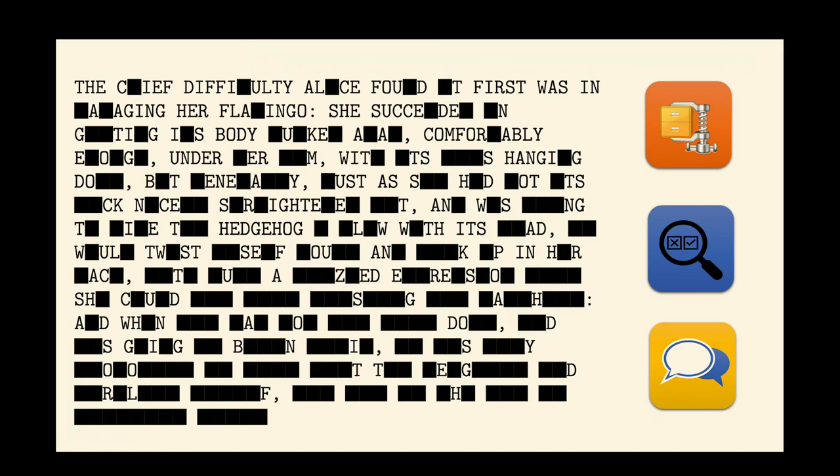The first thing Alice found was in managing her flamingo. She succeeded in getting its body tucked away comfortably enough under her arm, with its legs hanging down, but generally, just as she had got it.